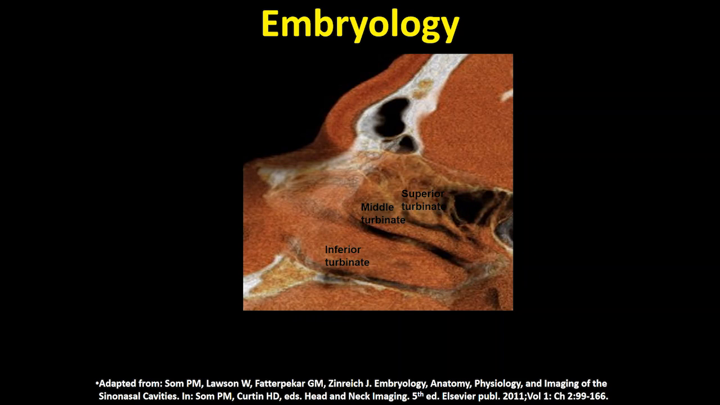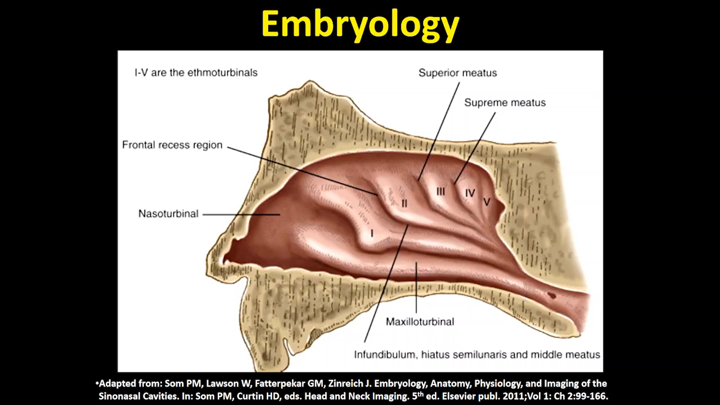That is regarding the ridges. What about the furrows? The first furrow is present between the first and the second ethmoturbinals. The descending portion forms the infundibulum, hiatus semilunaris, and the middle meatus. An outpouching from the ethmoid infundibulum results in the development of the maxillary sinus as well as the frontal and anterior ethmoid sinuses.